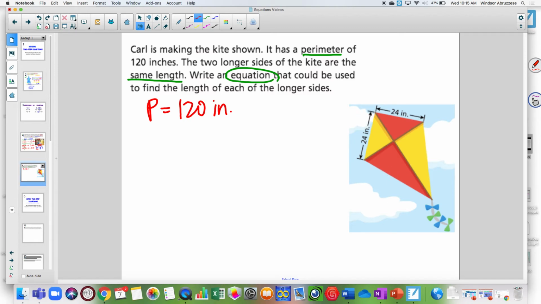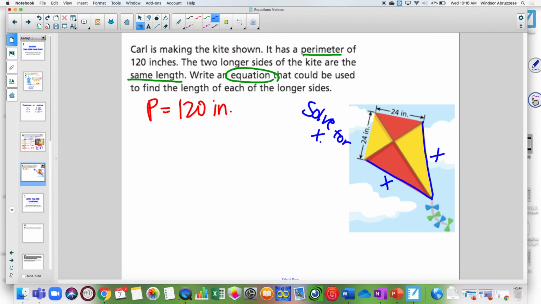The 2 longer sides of the kite are the same length. So if this is 24, this would be the longer side. And these are the same. And I don't know what they are. So if I label this one X, the other one also has to be X because they are the same. Write an equation that could be used to find the length of each of the longer sides. So I'm actually solving for X. So I need that equation.